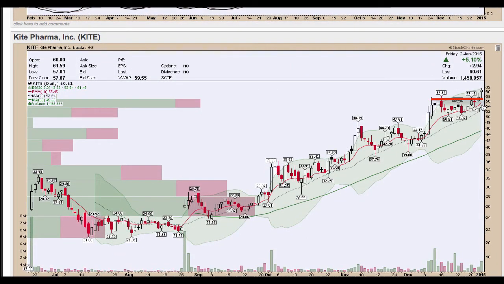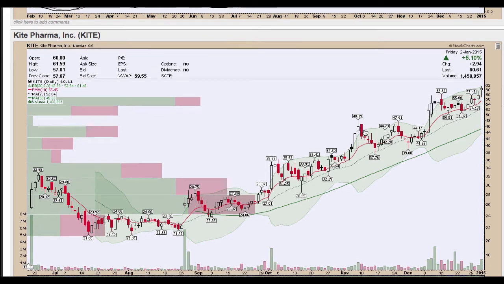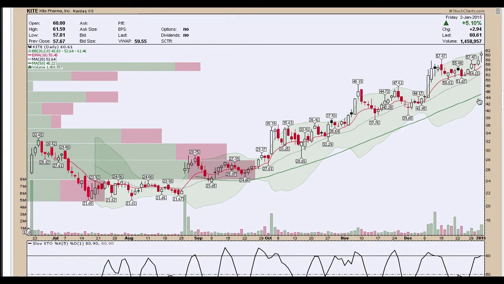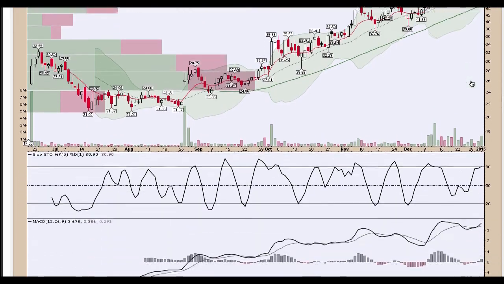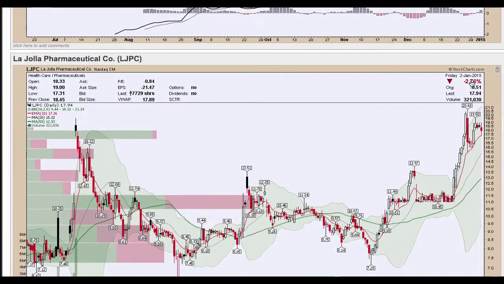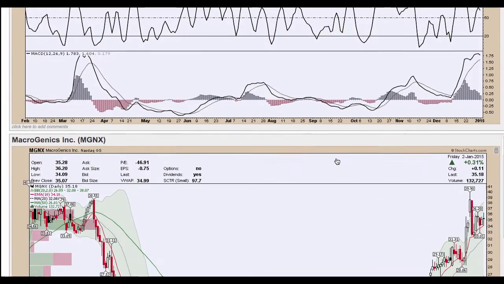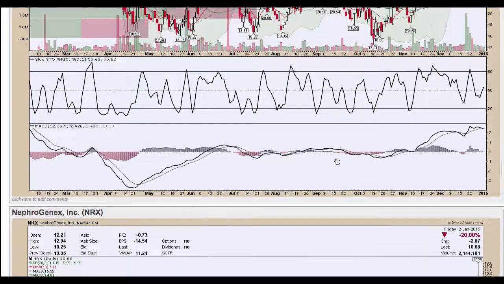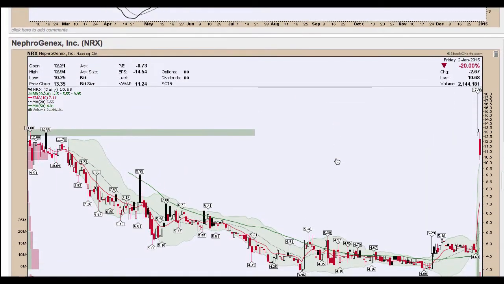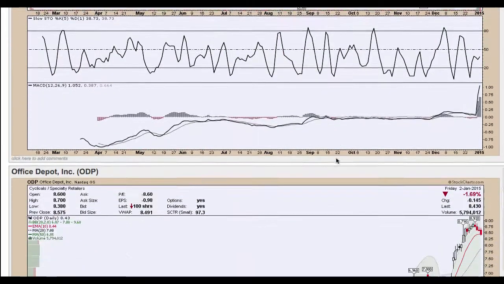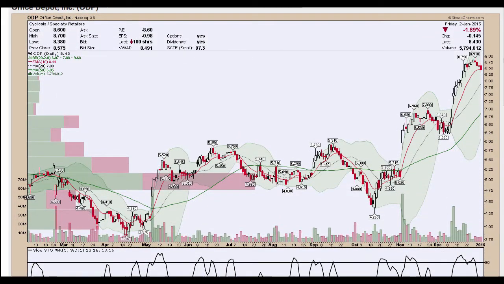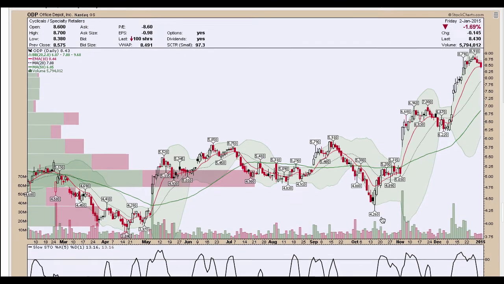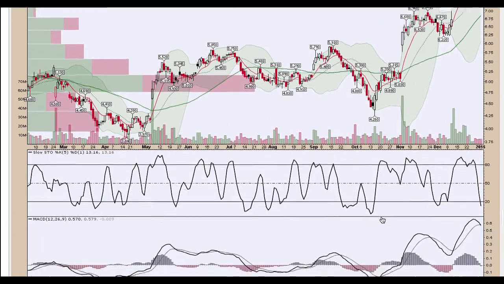Kite, we mentioned this one last week as well at 56. We're $4 above that level, continuing to move higher. 50 period moving average marching higher, as well as the 10 and the 20. La Jolla Pharmaceuticals, interesting. This is new to the scan. MGNX, this one's been on for the last couple of weeks. Nephrogenics, don't know about this one. Office Depot flagging at the 10 period EMA. Looking interesting.